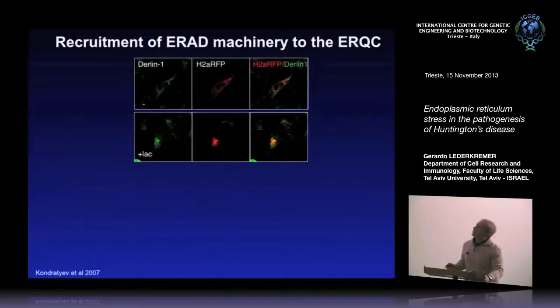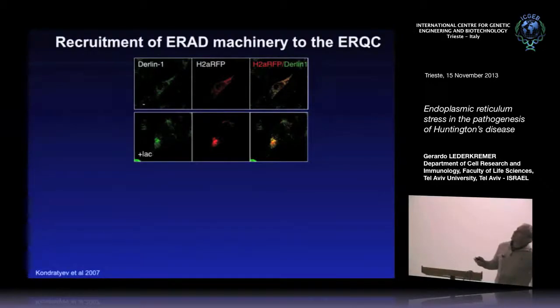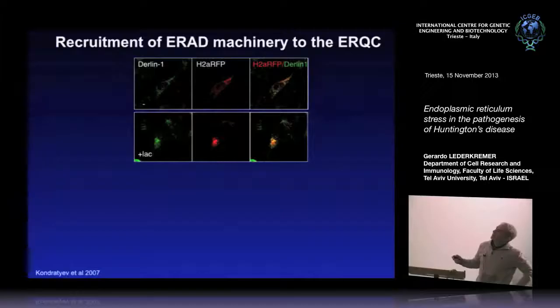It's okay. So this is, for example, Derlin 1, a component of the ERAD machinery. And this is together again with the H2A, the protein substrate for degradation, linked in this case to red fluorescent protein. So you can see that it's distributed in the ER. When you inhibit the degradation of the H2A, then Derlin also accumulates in this region, and they mostly overlap.